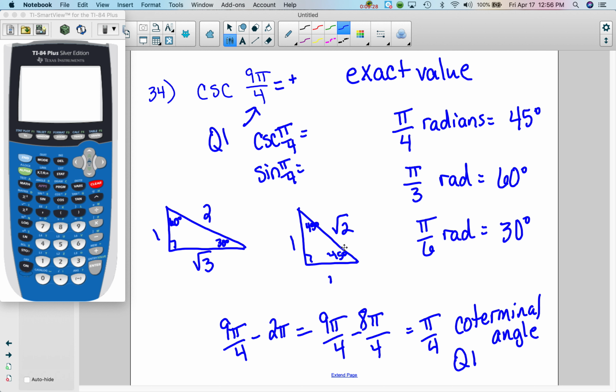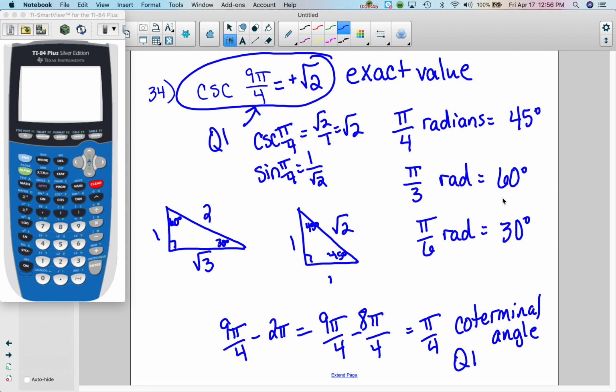So pi over 4 is 45 degrees, so I'm in this triangle. If I want sine, it's opposite over hypotenuse, so that would have been 1 over root 2, which of course we would have rationalized, but I just want to flip it over. So square root of 2 over 1, or square root of 2. So this answer is this. Look at all the work and all the thought process you have to go through to get this value. You have to know how to find exact values. This is extremely critical for those of you going on to calculus one day. You will most definitely need to know that.